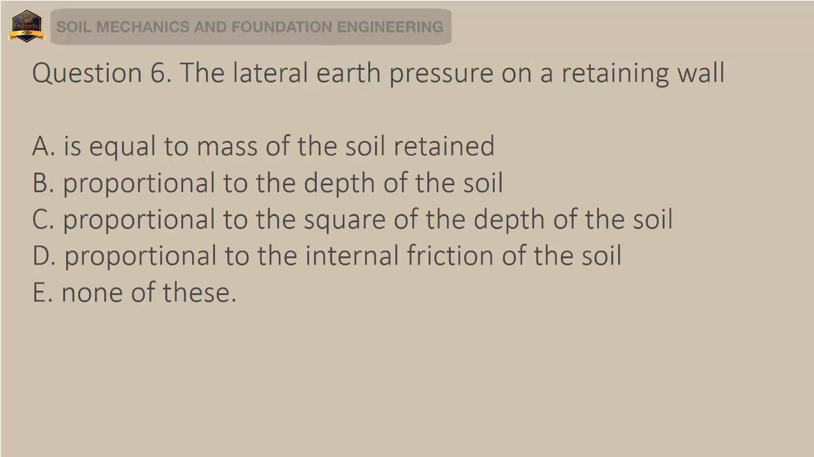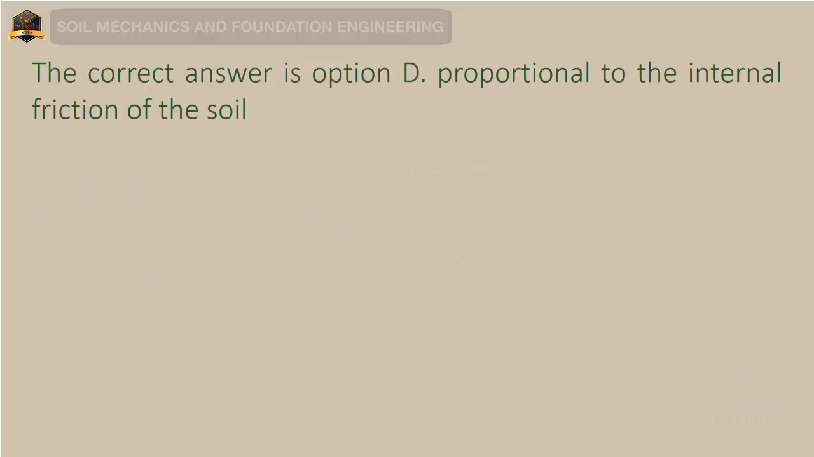Question 6. The lateral earth pressure on a retaining wall. A. Is equal to mass of the soil retained. B. Proportional to the depth of the soil. C. Proportional to the square of the depth of the soil. D. Proportional to the internal friction of the soil. E. None of these. The correct answer is option D. Proportional to the internal friction of the soil.